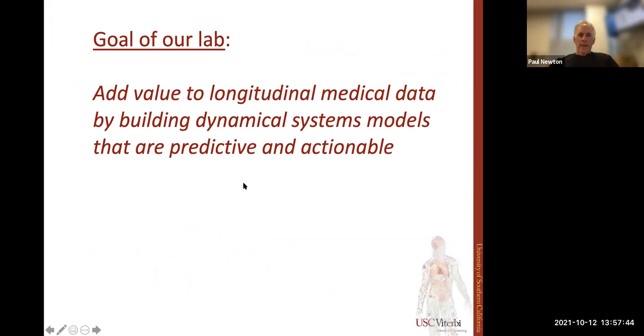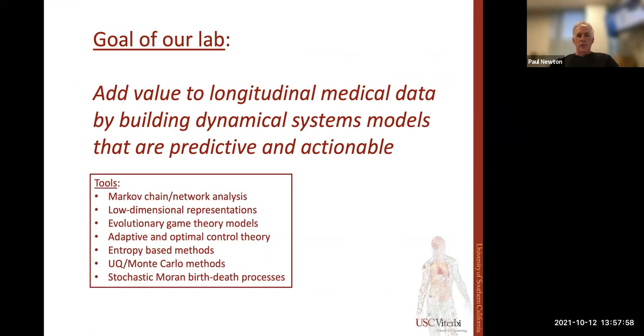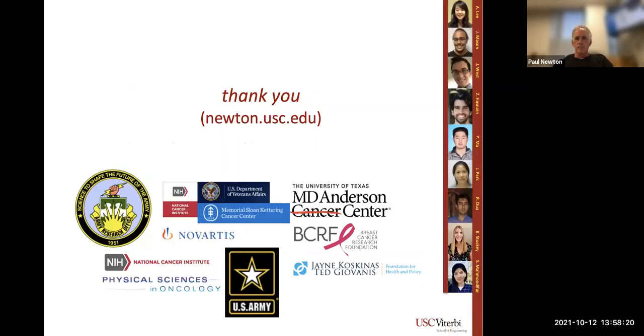Let me just summarize here by saying that the goal of our lab is to add value to longitudinal medical data by building dynamical systems models that are predictive and actionable. And the tools that we generally use in our lab would be these kinds of tools: Markov chain network analysis tools, low dimensional representations, evolutionary game theory models, adaptive and optimal control theory, entropy-based methods, uncertainty quantification and Monte Carlo methods that I didn't get to talk about much, and stochastic Moran birth-death processes that I also didn't get to talk about too much.